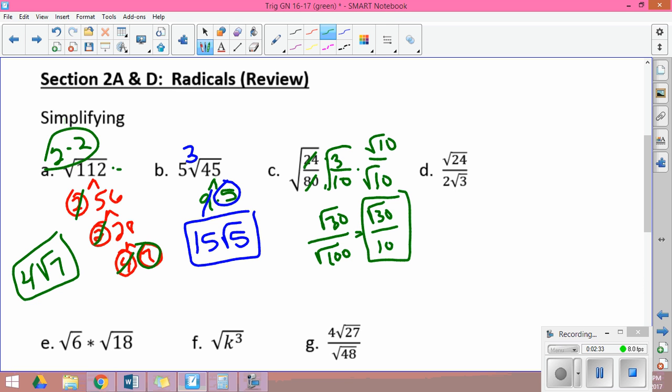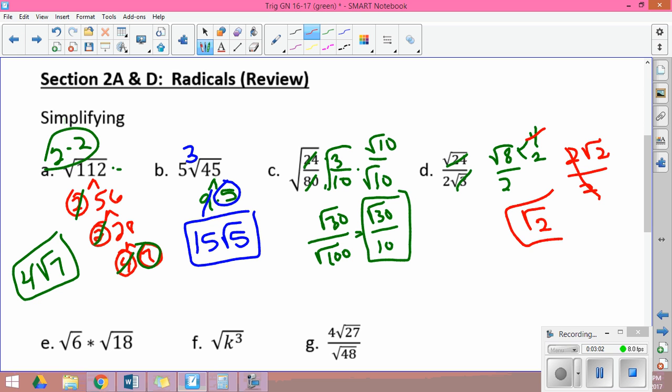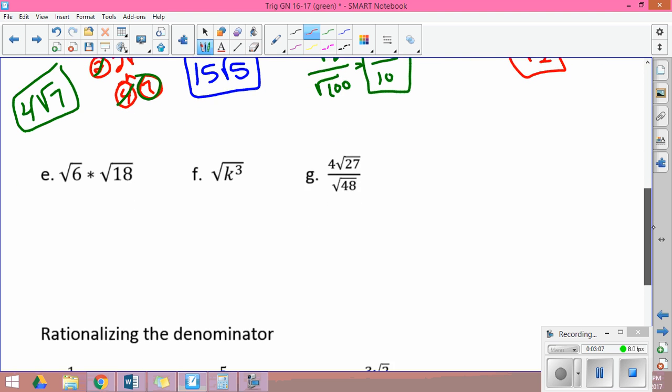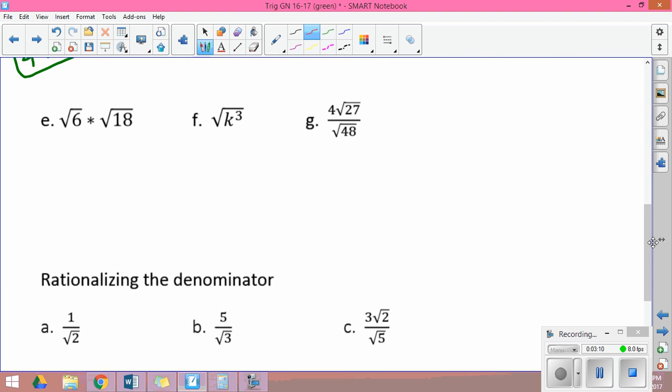Example D, the 2 and the 24 can't cancel because the 2 is outside of the radical and the 24 is under. But the square root of 3 and the square root of 24 can cancel, and that would leave me the square root of 8 over 2. But 8 is not in lowest terms because 8 has a 4 in it. So the square root of 4 is 2, giving 2 square roots of 2 over 2. This is all multiplication, so those cancel. So my reduced simplified answer is the square root of 2. This should all seem very familiar because we covered this in the first algebra expressions unit.